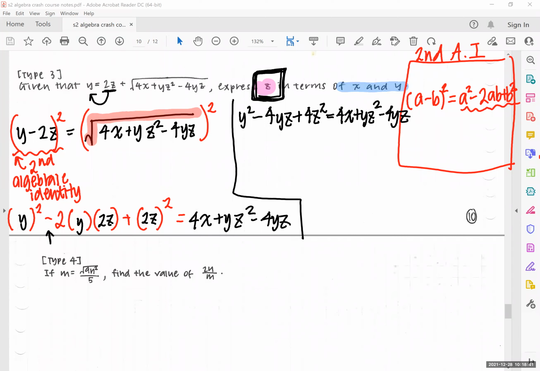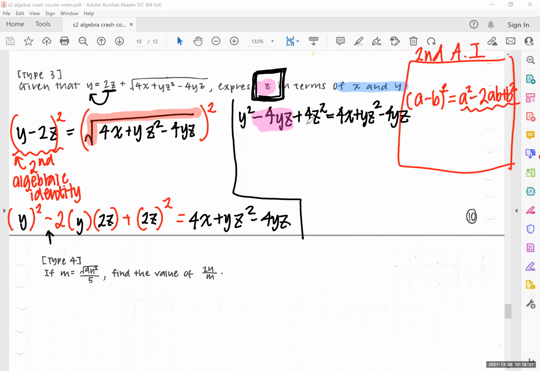So guys, I need to focus on my z term. Is this a z term, the first one? Yes or no? No. Next one? Yes, but you must highlight the negative 4 also. Is this whole thing. A lot of students always forget the negative sign or the positive sign.